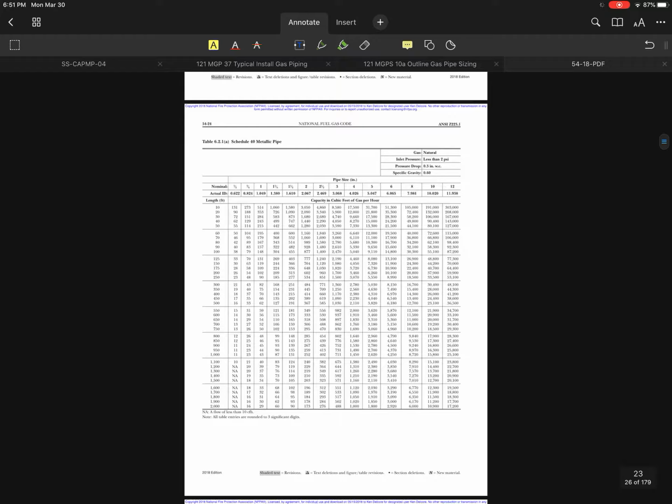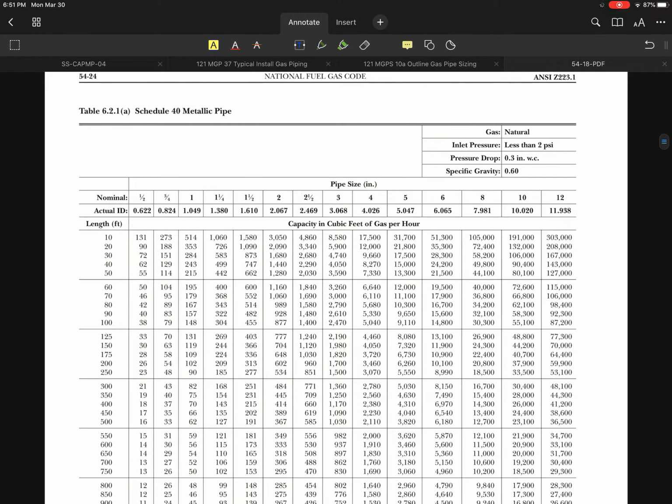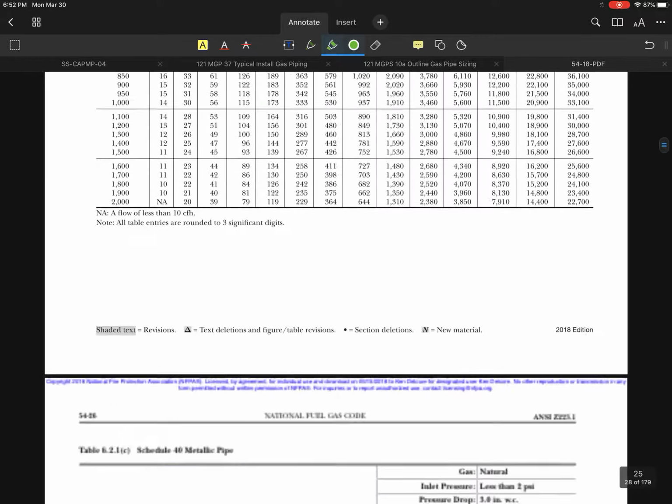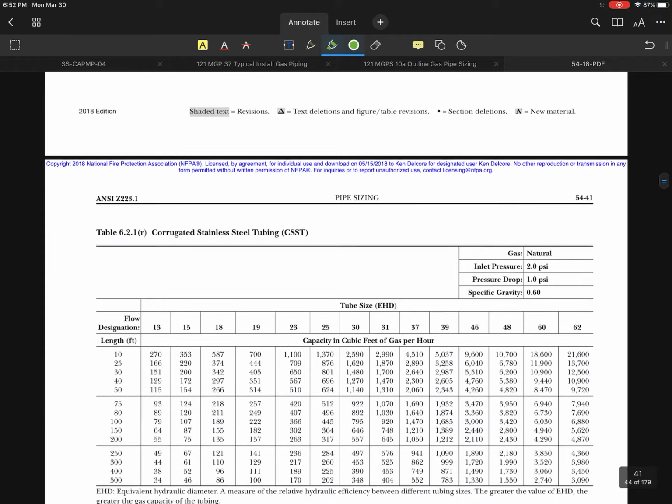So 6.2.1A, what you're going to be looking for is specifically right up on the top here. You'll even see the type of piping materials that we're dealing with. You'll also notice that later on we're going to see as we go through this.